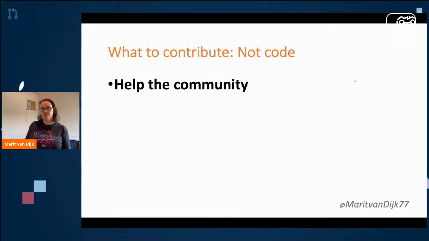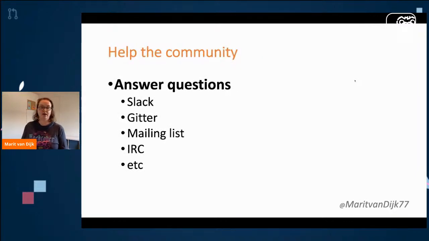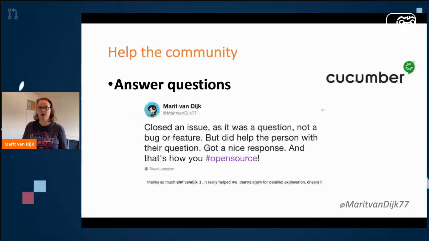So one way that you can help that isn't directly contributing code to a project is by helping the community. Most open source projects have help channels or a community surrounding them of other users that help each other with how to use it or how to fix their problems. So one of the ways that you can help is by answering questions on whatever support channels are available for that project. For Cucumber, we use Slack. There are some old Gitter channels. There's a mailing list. Other projects might use IRC, etc., or Discord. And answering questions can be really helpful.